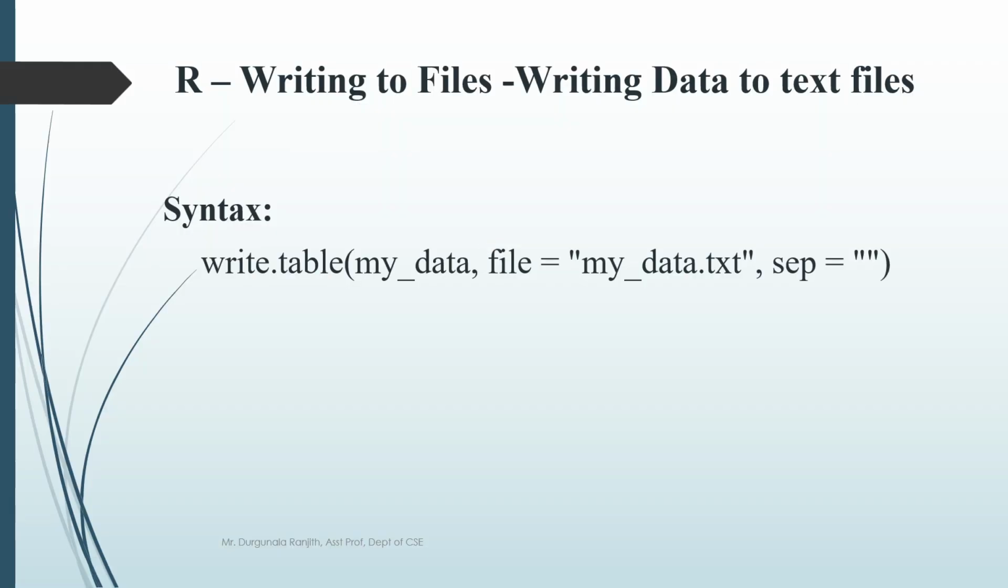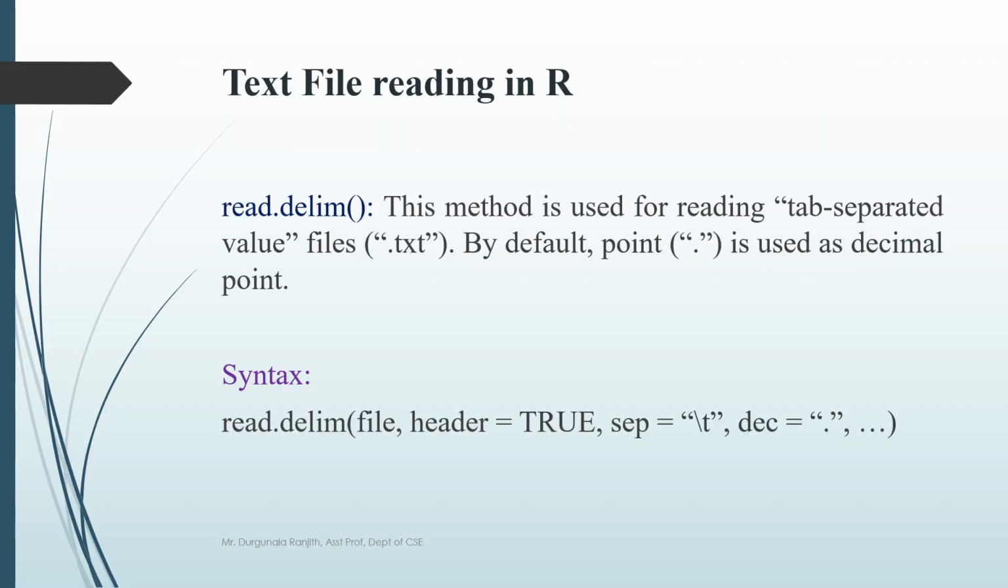So writing is completed. Now let's get into reading the data from the text file. To read the data from the text file, we use the function read.delim. It is used for reading tab separated value files, meaning there is a tab space between the field name and the text. By default, the point is used as the decimal point here. Decimal is one more parameter, where you give the decimal point. Let's see the syntax to understand clearly.